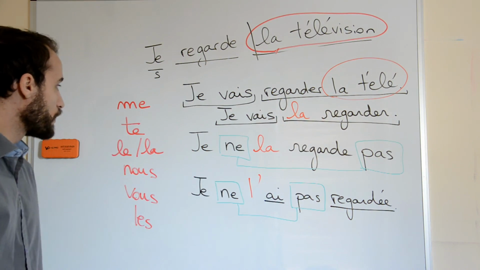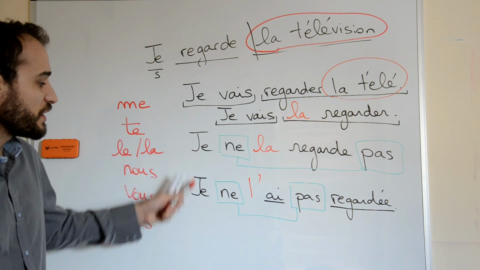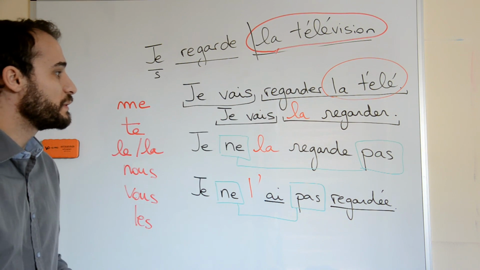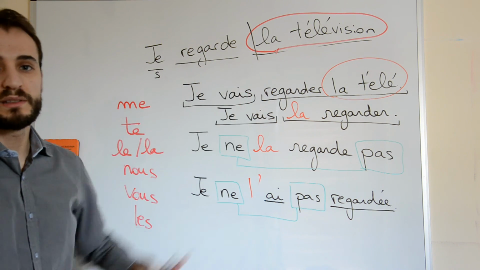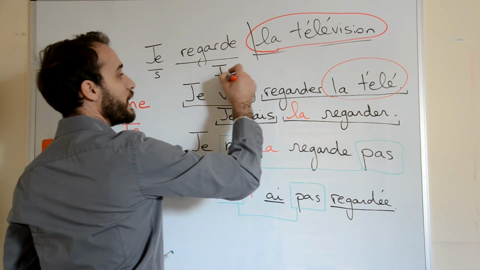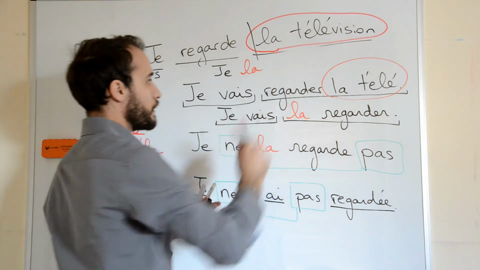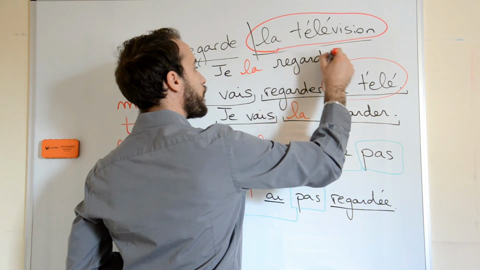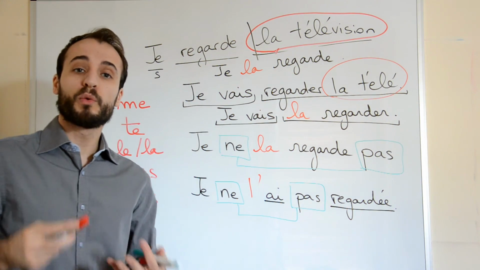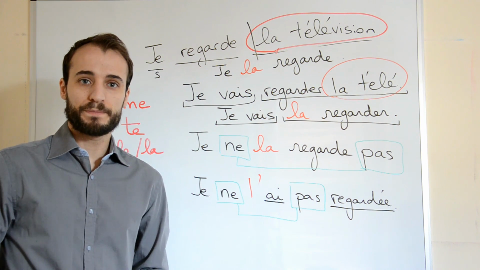Yeah? So these are the list: me, te, le, la, nous, vous, les. Here's some negative work with it. Here double verbs. And before, I showed you the normal sentence with only one pronoun. Je regarde la télévision, and that becomes je la regarde. Okay, so this is the direct pronoun, so les pronoms complément direct, and in another video I'm going to show you the indirect ones. Okay, au revoir.